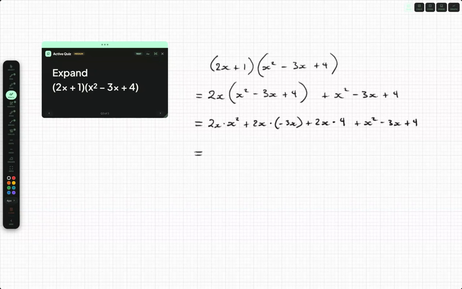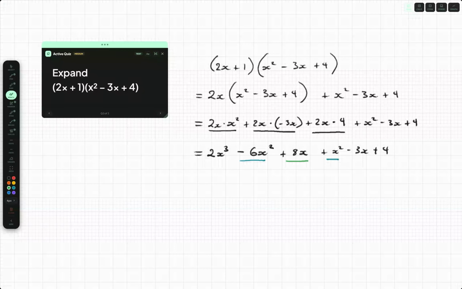Now what this means is 2x times x squared is 2x to the power of 3. 2x times minus 3x, well, that's going to be a negative, so negative 6x squared. 2x times positive 4 is plus 8x. And then plus x squared minus 3x plus 4. Now we're going to look for our like terms. We have our first pair here and our second pair here.